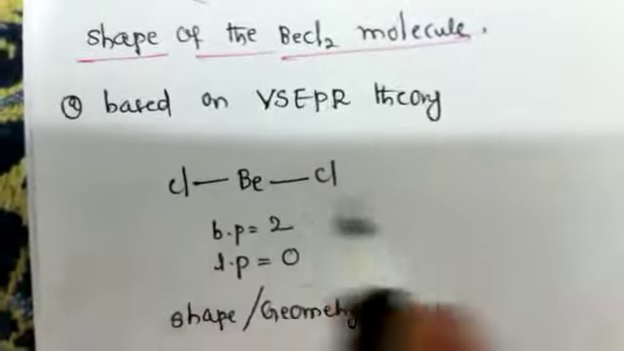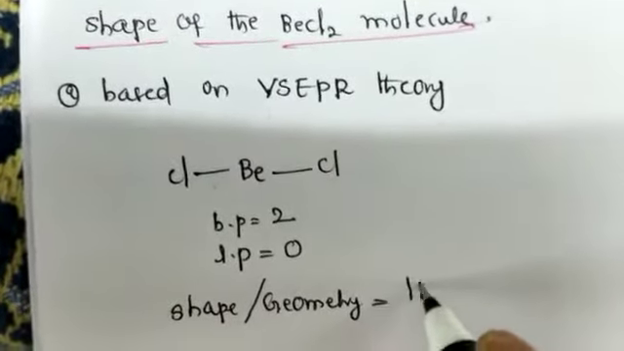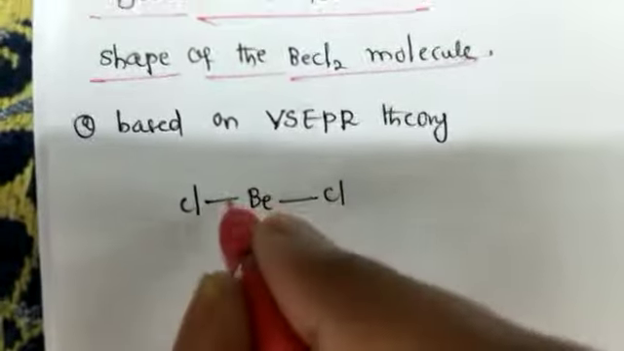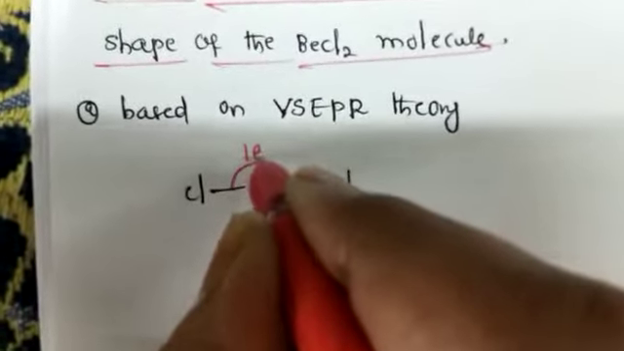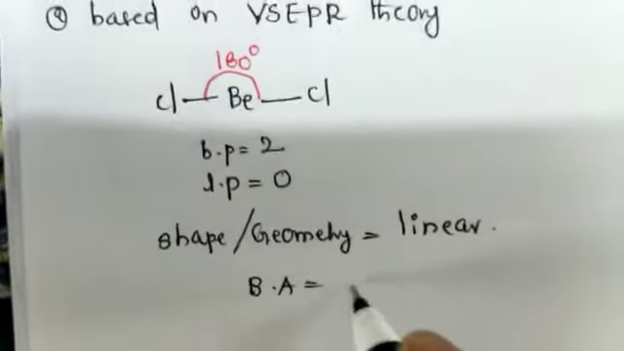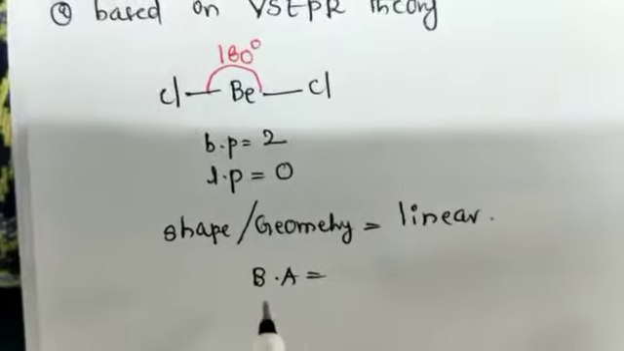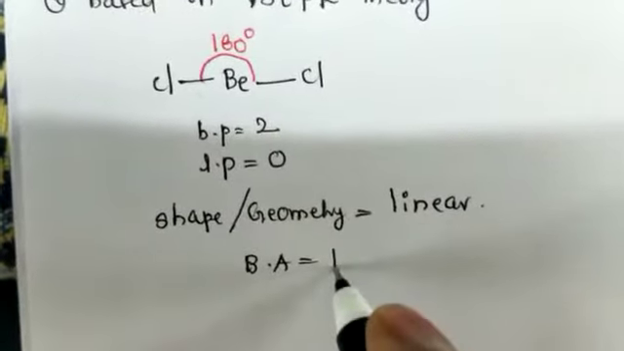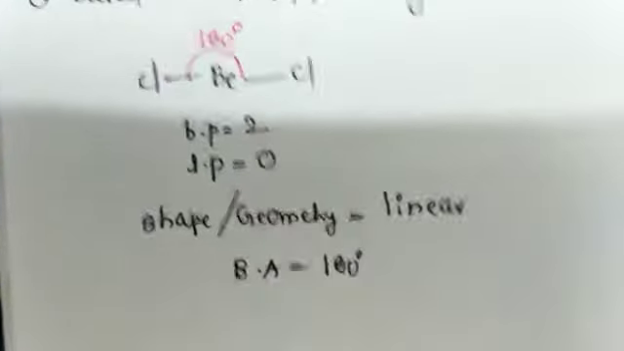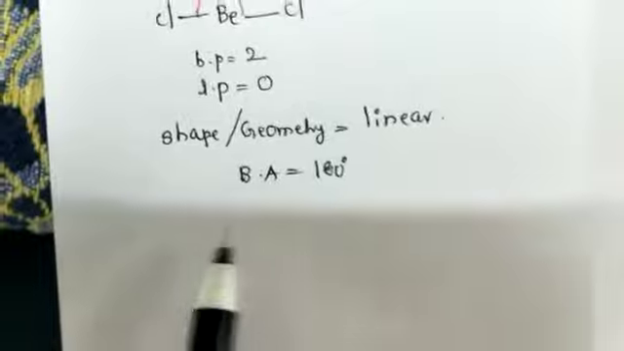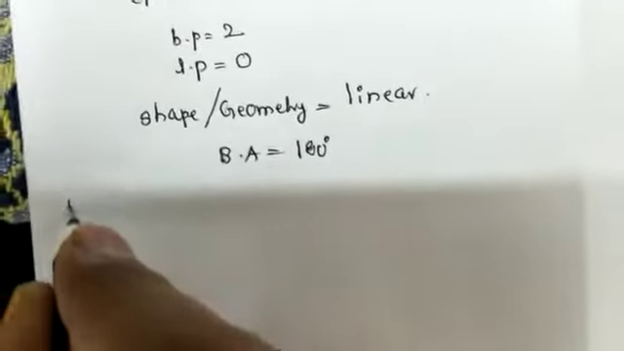So 2 bond pairs are there. What is the geometry? It is linear. What is the bond angle here? 180 degrees. Write down the bond angle in full form. Okay, so 180 degrees. Next, we can determine the shape of the molecule based on hybridization.